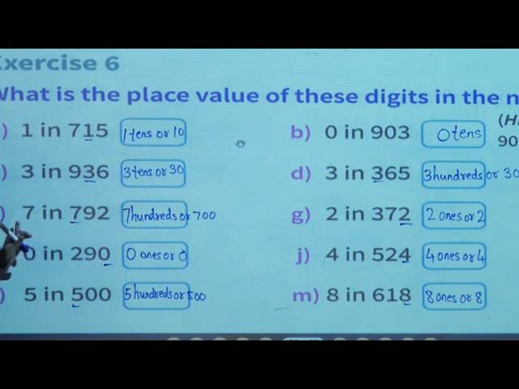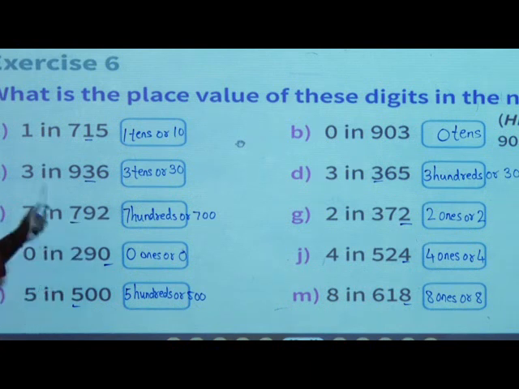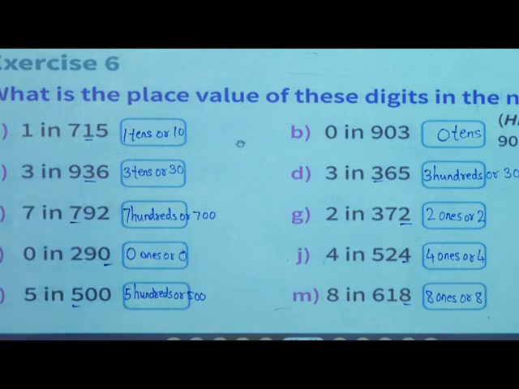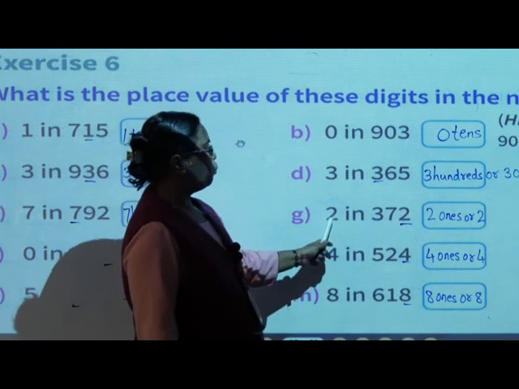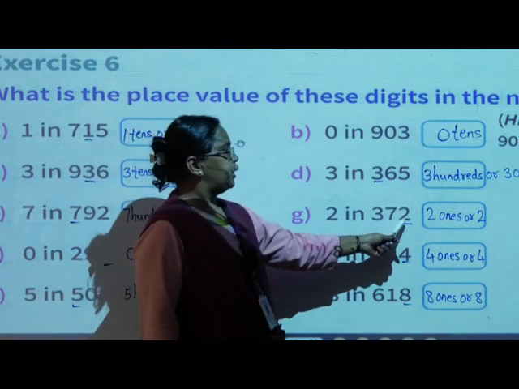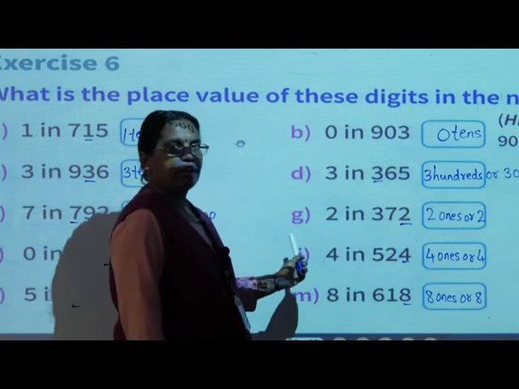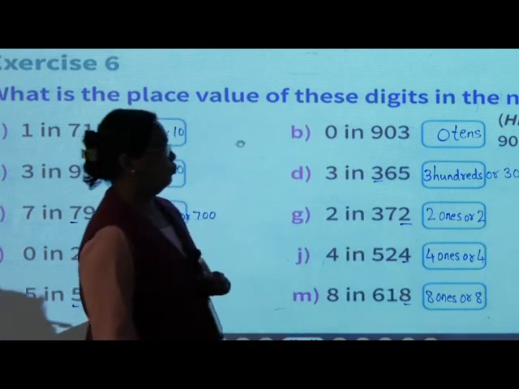Then F1, 7 in 792. Here we want to write the place value of 7. So 700s or 700. Then G1, 2 in 372. So this 2 is in which place? Ones place. So 2 ones or 2.